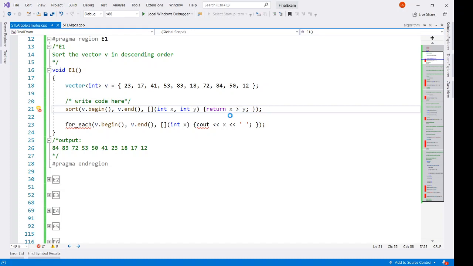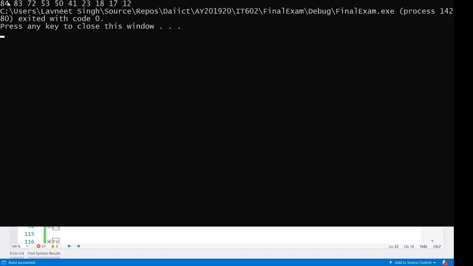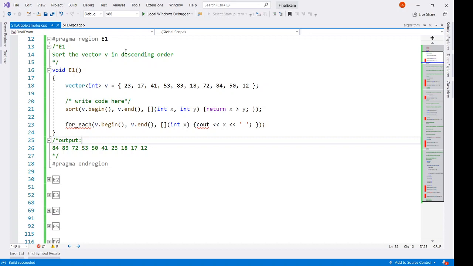So then if we run this now, we should be able to see that the output is exactly what we want. So this way we can sort a vector in descending order by providing our own predicate as a lambda function. Okay, that was problem number 1.